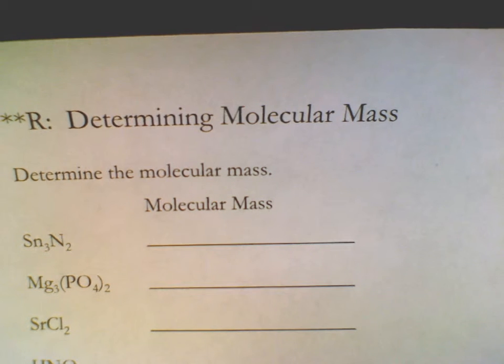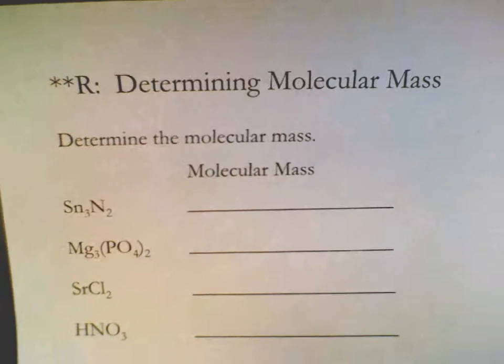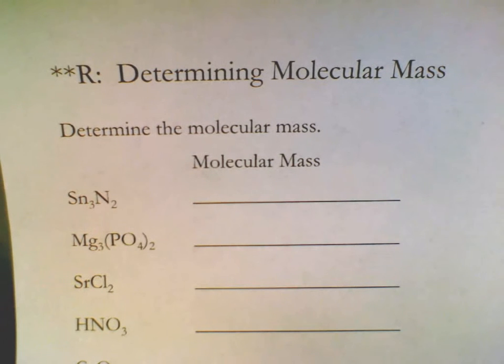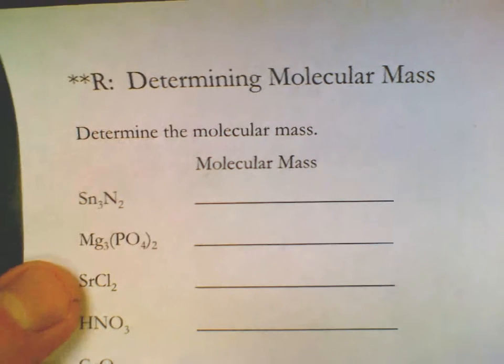The formulas tell us the atoms that are inside of that chemical, and then the subscripts tell us the quantity of each atom. We're going to use those quantities and those symbols to look up the mass values of each atom, and then we're going to plug those mass values into our calculator.